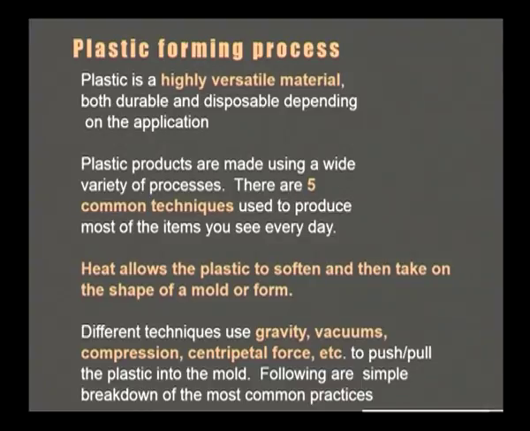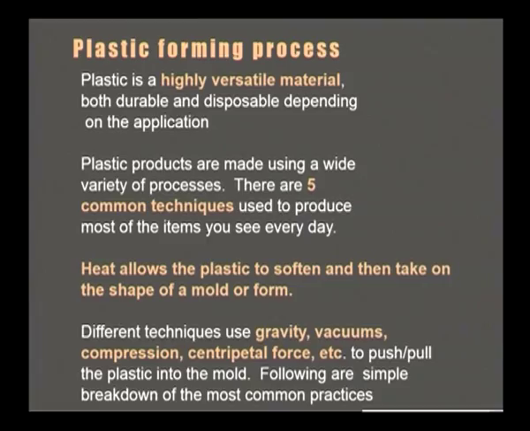Heat allows the plastic to soften and then take on the shape of a mold or a form. We have looked at why plastic is called plastics. It is actually a Greek name for what is called molding. So, molding is its primary characteristic. There are different techniques that use gravity, vacuum, compression and centripetal force to push and pull the plastic into a mold, and thus there are various processes in which the formation takes place.